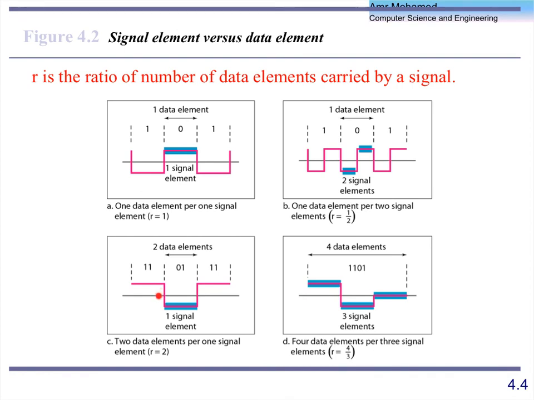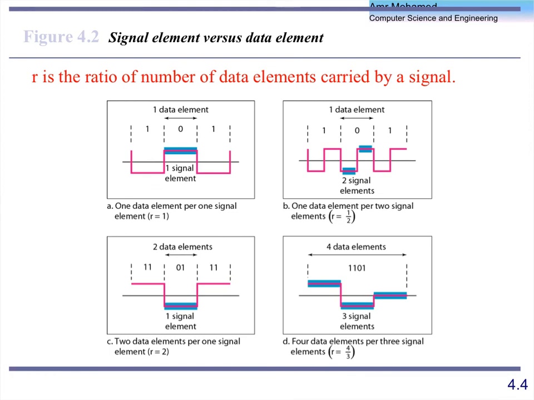This example here talks about the reverse operation. So we can have 2 data elements represented by one signal element. Okay? So here the R is 2. Number of data elements is 2. Number of signal elements is 1.